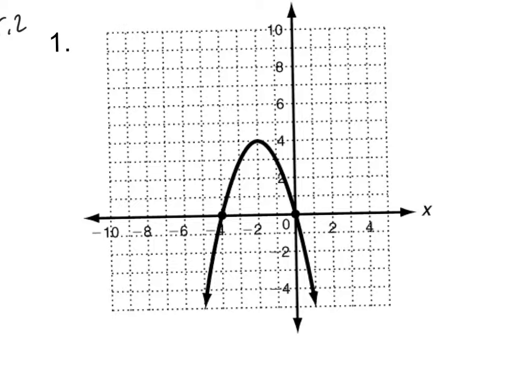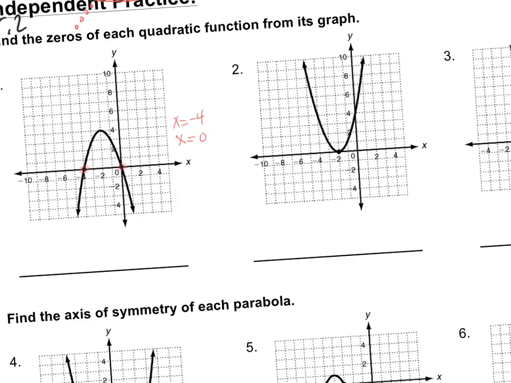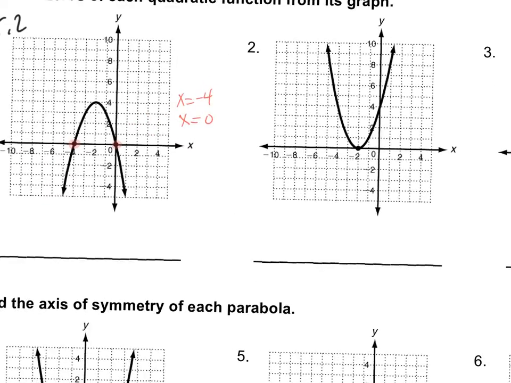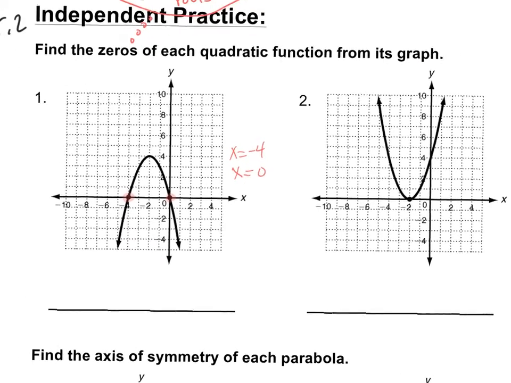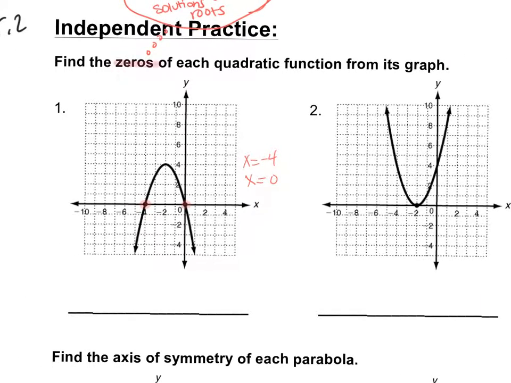So if I look at this one, the zeros are these. That means x is equal to -4 and x is equal to 0. That's the zeros of the graph. So it's like the vertices? It's not the vertex, it is the roots, the place where the parabola crosses the x-axis. So please remember that the word zeros means where I cross the x-axis.